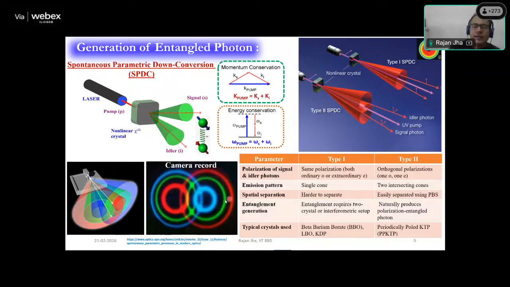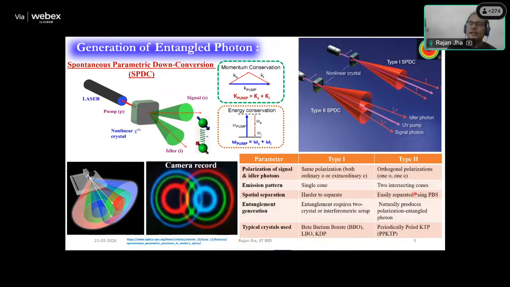Now, another interesting aspect of the SPDC process is the emission pattern. If you see the emission pattern and you get a single cone, then you are in type 1. But if there are two cones which are intersecting, as you can see by recording through a camera, then you say that you are in type 2. The spatial separation is very hard here, therefore you see only one cone, but these are easily separated by what is called a polarization beam splitter. So if you use a polarizing beam splitter, you can separate out the two cones.